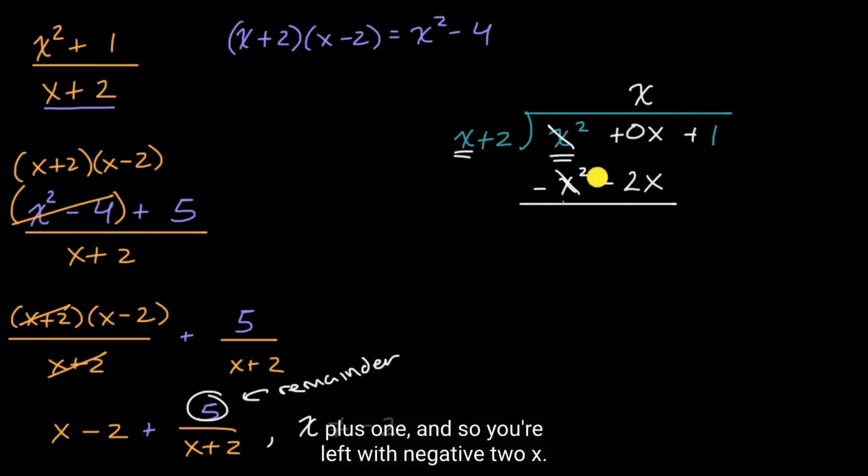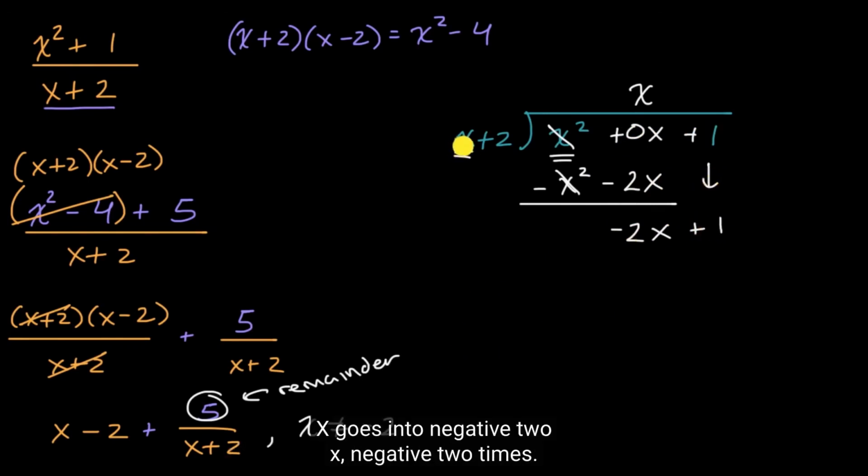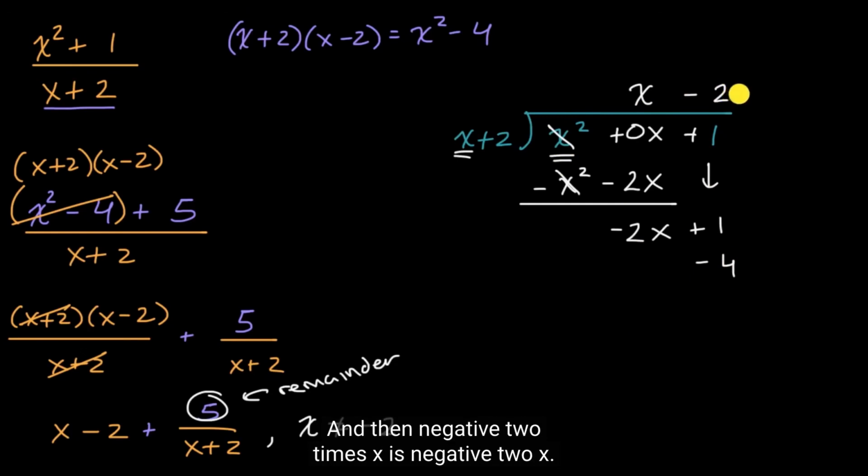x up here, plus 1. And so you're left with negative 2x. And then we bring down that 1 plus 1. x goes into negative 2x negative 2 times. Put that in the constant column. Negative 2 times 2 is negative 4. And then negative 2 times x is negative 2x.